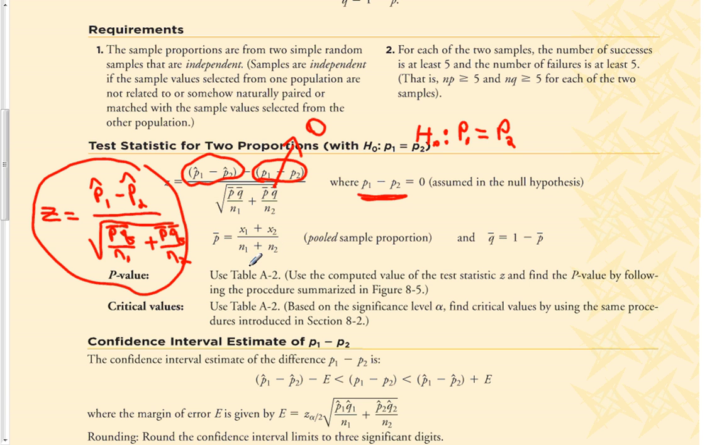Of course, we have the pooled sample proportion, and because this is a z-score, we can get a p-value from table A2, or we can use a TI-83 or 84 calculator. And the critical values are the same because this is a z-score. So let's see.